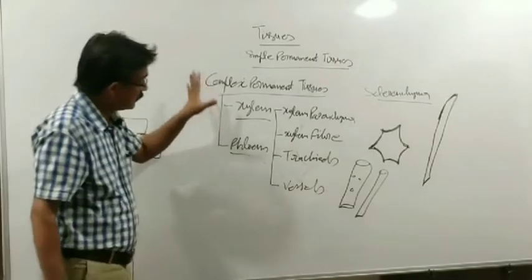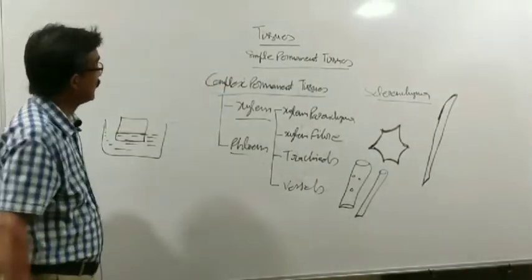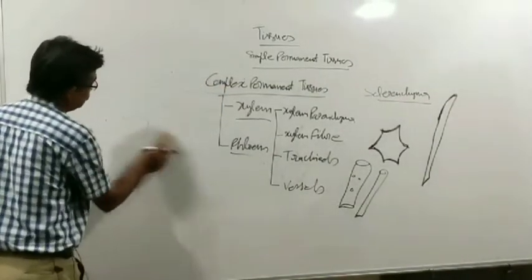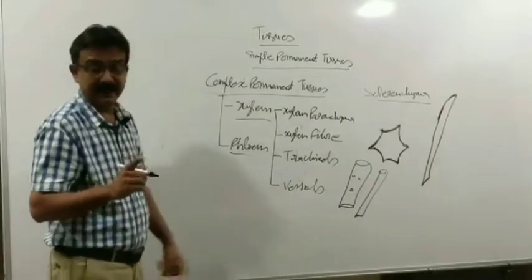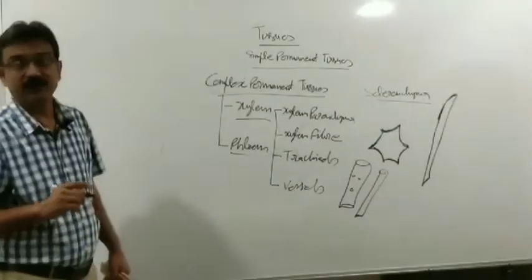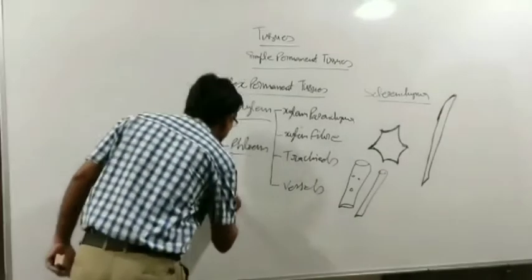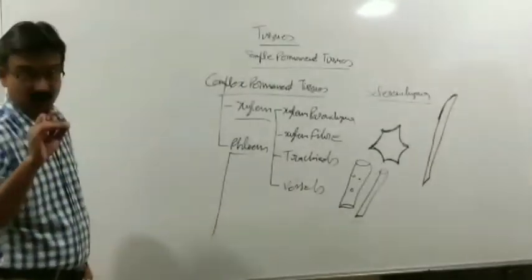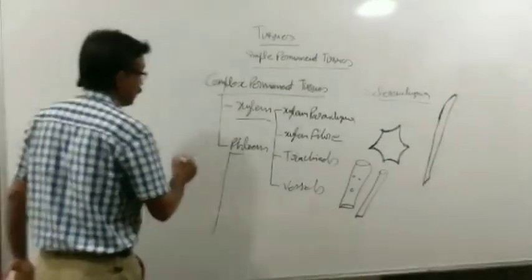So next, this is what? Xylem tissue. Now the next is what? Phloem. The other type of complex permanent tissue is phloem. Phloem is also complex because it is also made up of four different types of cells. What are these cells?